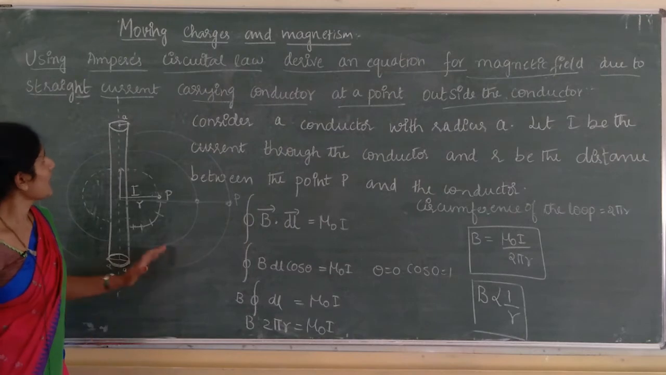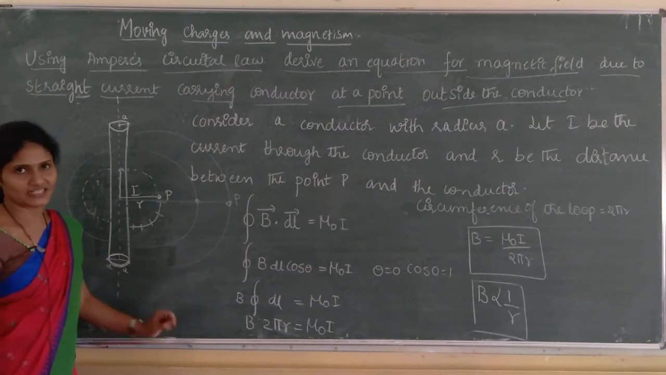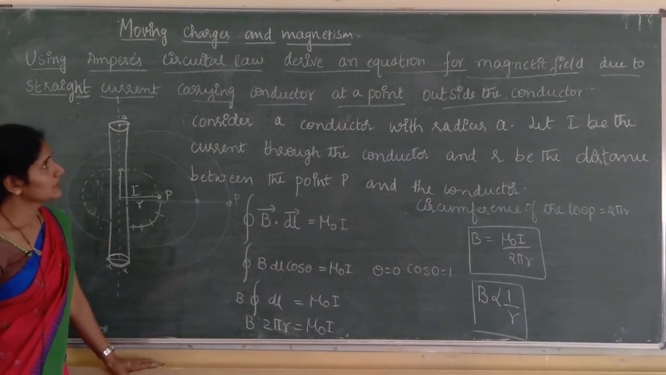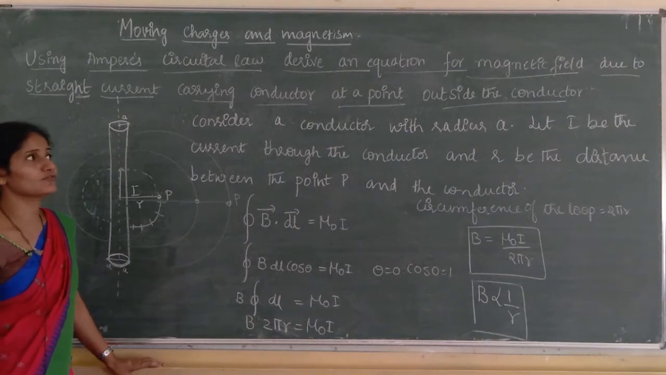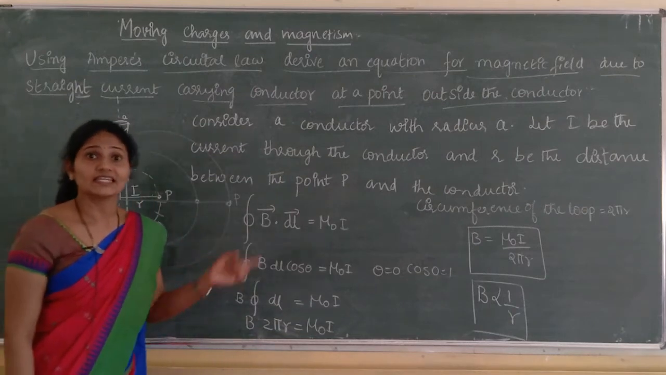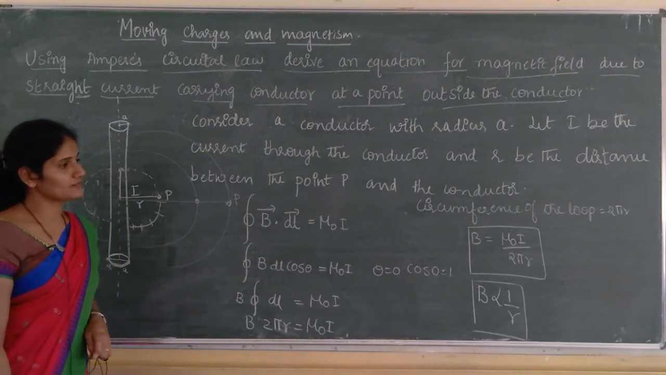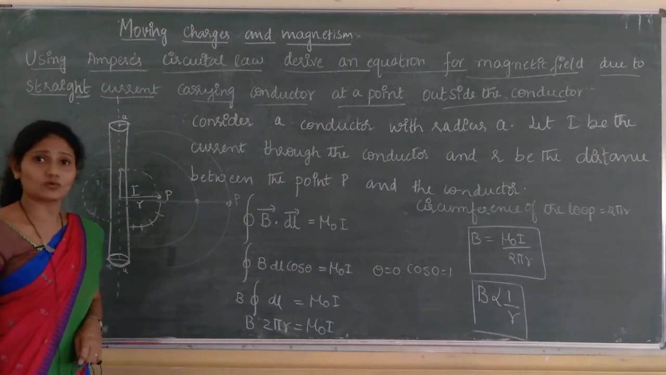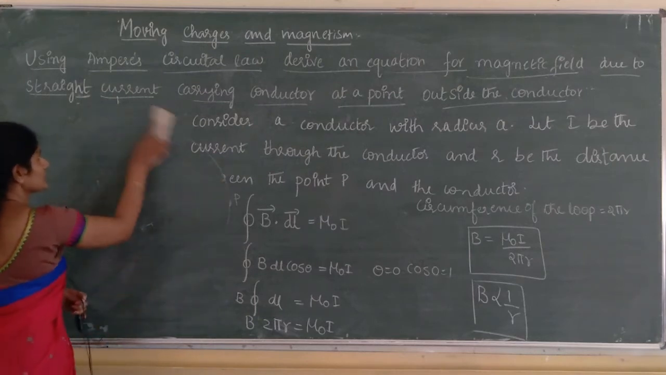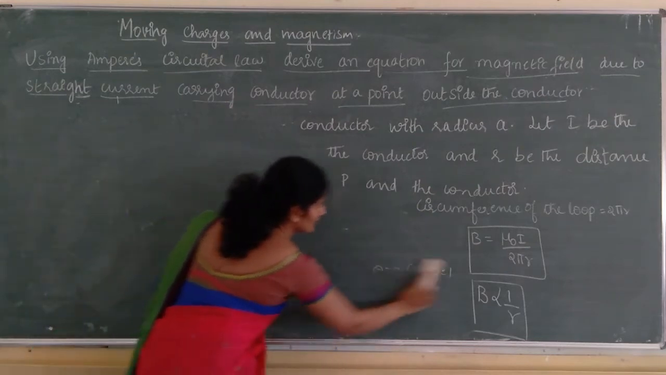So, using Ampere's Circuital Law, we can calculate the strength of the magnetic field at a point outside the conductor. Similarly, we can derive an equation for the magnetic field due to a straight current carrying conductor at a point inside the conductor. So, this is how we can derive the expression for the magnetic field outside the conductor. Now, let us see how to derive an equation for the magnetic field strength at a point inside the conductor.